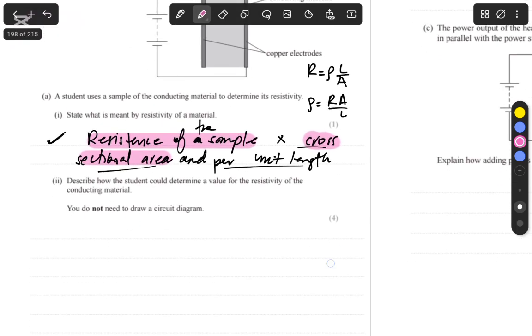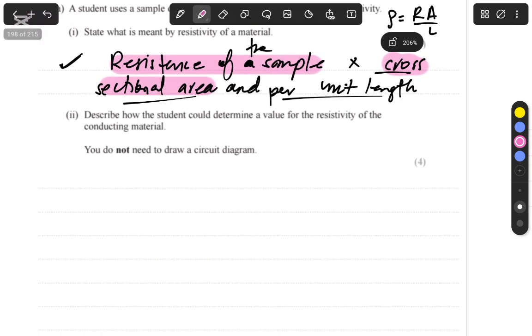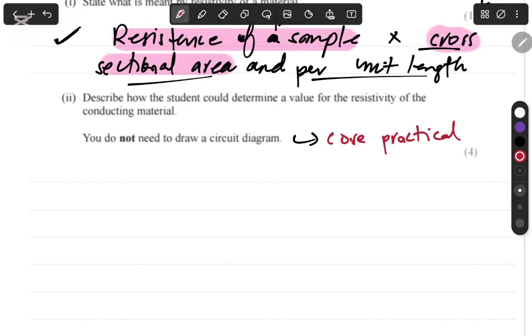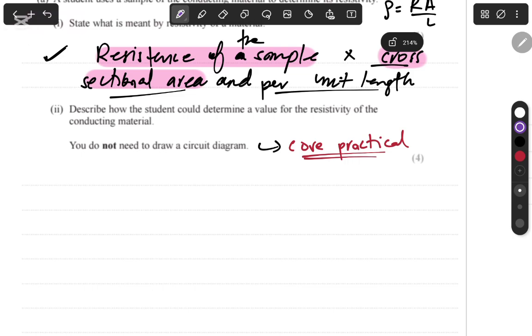Next part, describe how the student could determine a value for the resistivity of the conducting material. So for this one, you need to refer to the core practical that's there. So it is kind of connected to the core practical. Okay, so we have to determine the resistivity of the conducting material. So again, let's stick to the formula. So I need resistance, I need area, and I need length to find the resistivity.